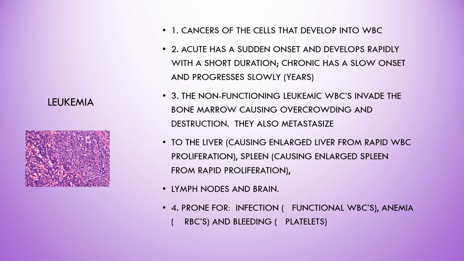Leukemia, so the cancers of the cells that develop into white blood cells. Acute has a sudden onset and develops rapidly with a short duration. Chronic has a slow onset and progresses slowly over years. The non-functioning leukemic white blood cells invade the bone marrow, causing overcrowding and destruction. They also metastasize to the liver. It causes enlarged liver from rapidly producing white blood cells. And the spleen, it can cause an enlarged spleen from rapid proliferation. Lymph nodes and brain, it can also cause swelling in those areas.